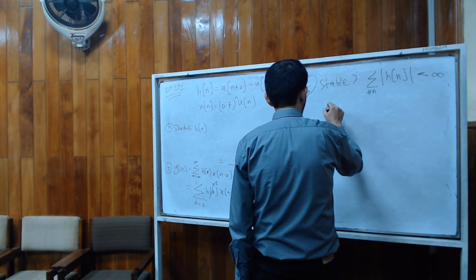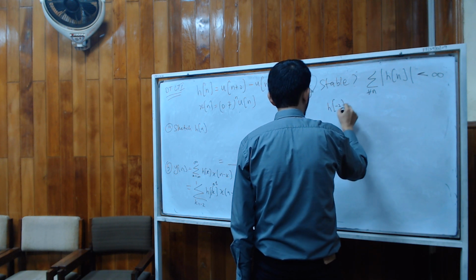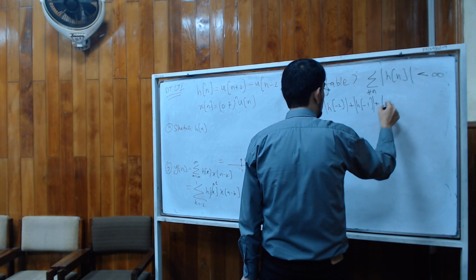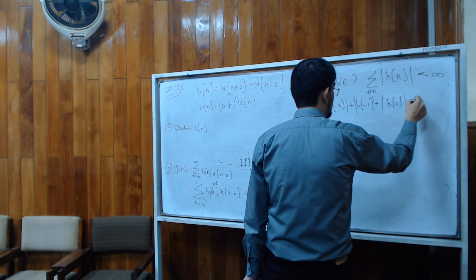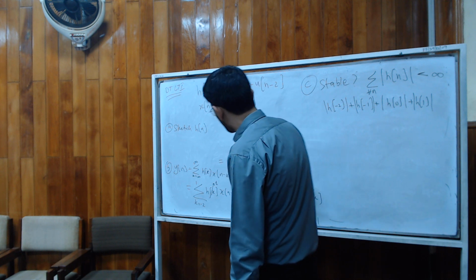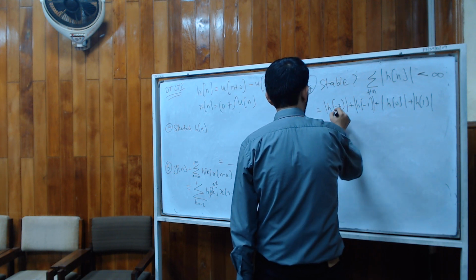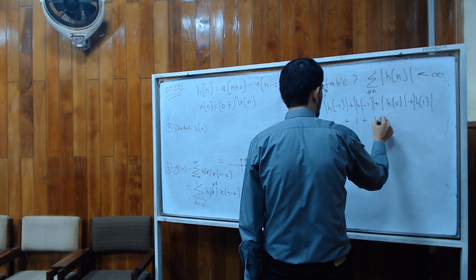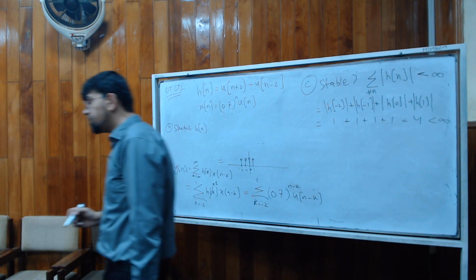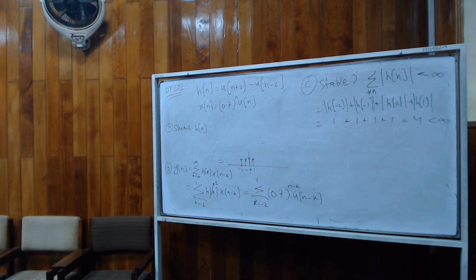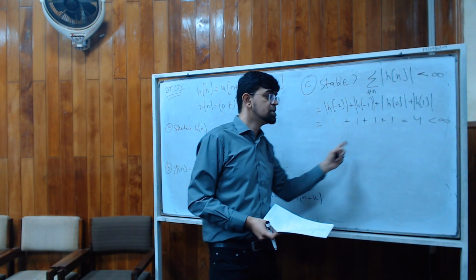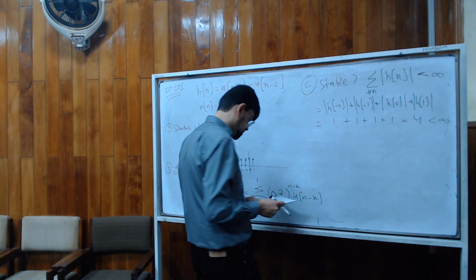So you could just write it out or mention that here. So you could say, okay, this exists only at h[-2], at h[-1], at h[0], and at h[1]. The rest of the terms are zeros. So then all I have to do is say, okay, this is 1 plus 1 plus 1 plus 1 equals 4, which is not infinity, it's a finite number. So this LTI system, based on the impulse response test, is stable.